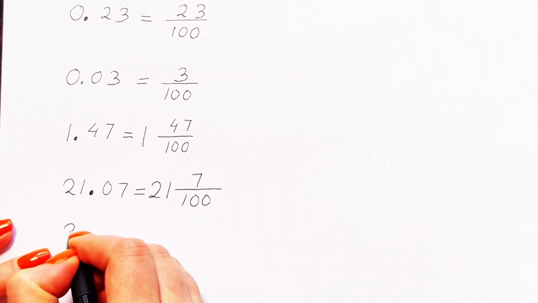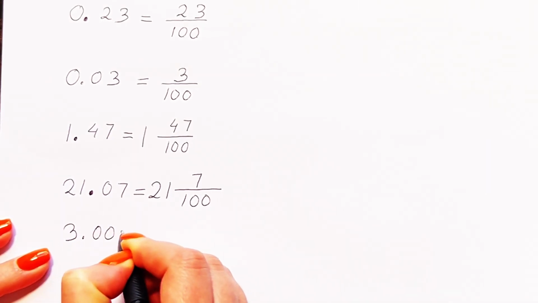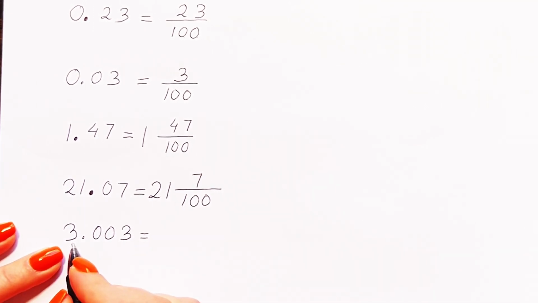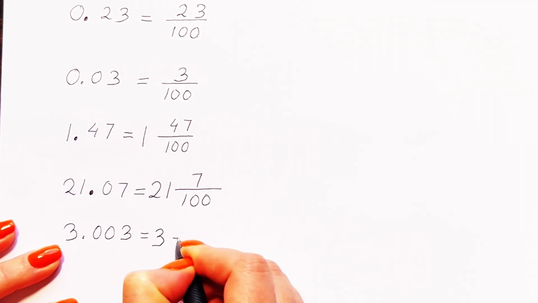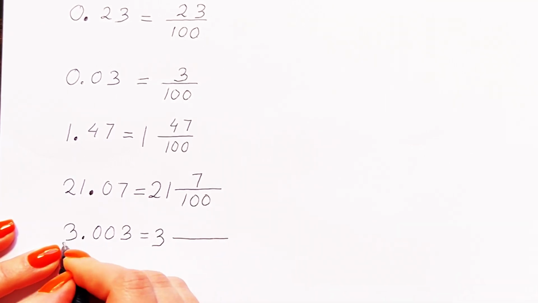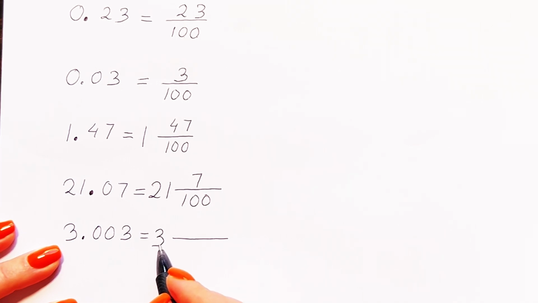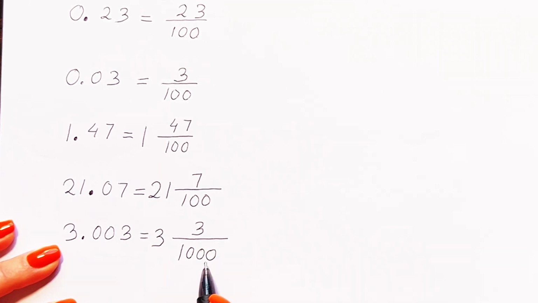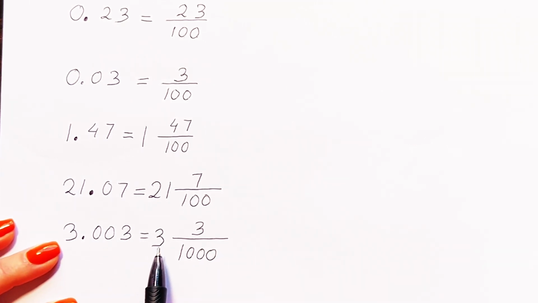Let's try another example. I have 3 and 3 thousandths. Okay, again, I have a whole number. It's going to be a mixed number. Before the decimal point goes to the whole number. After the decimal point, the number goes to the numerator. And how many digits do I have? 1, 2, 3. I'm going to have 3 zeros. 1, 2, 3. It means 1,000. Okay, 3 and 3 over 1,000. 3 and 3 thousandths.